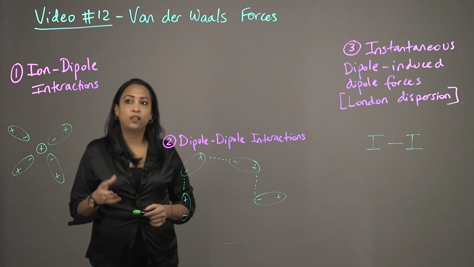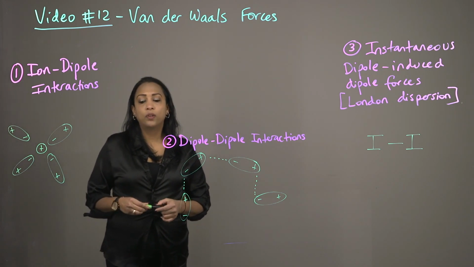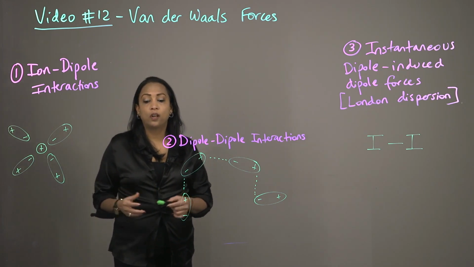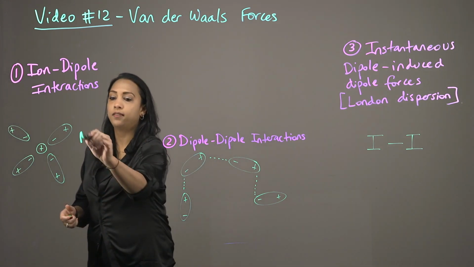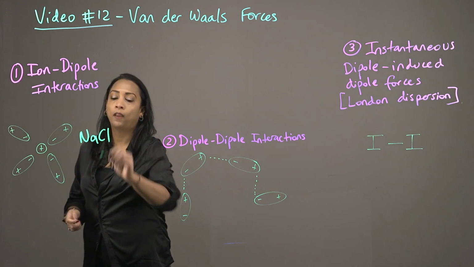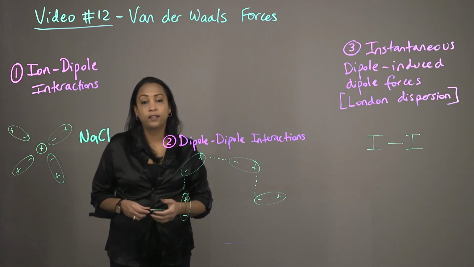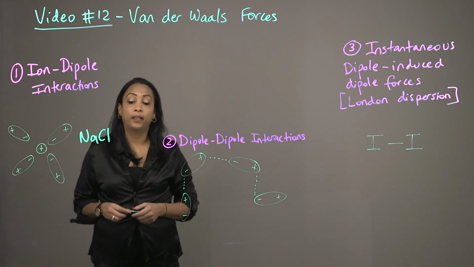So first of all, let's look at ion-dipole interactions. These are an important force in solutions of ions. So for example, when we have an ionic substance, let's take NaCl for example, when NaCl dissolves in a polar solvent such as water, ion-dipole interactions come into play.